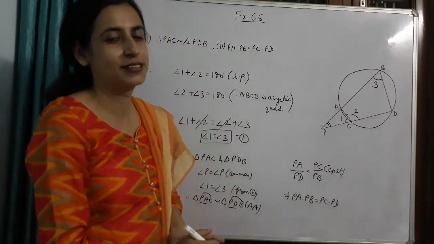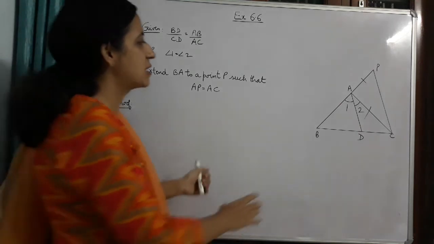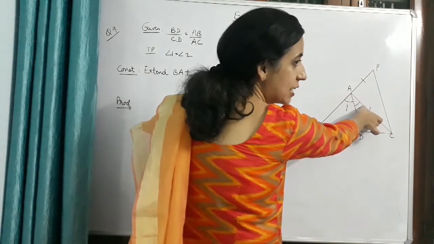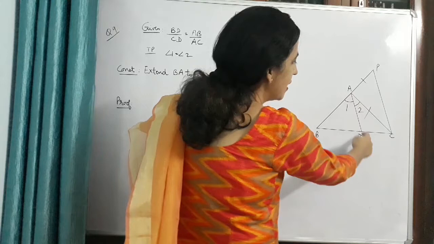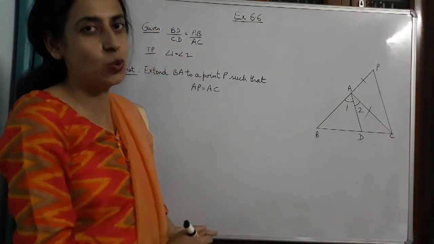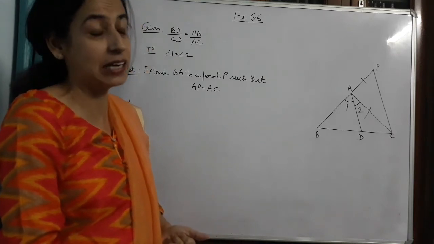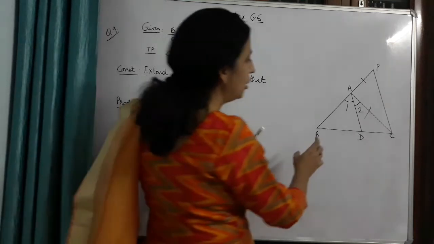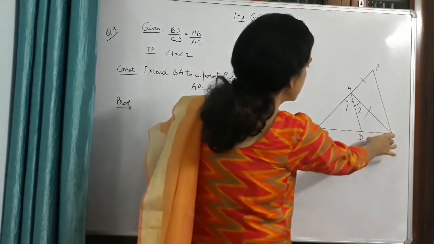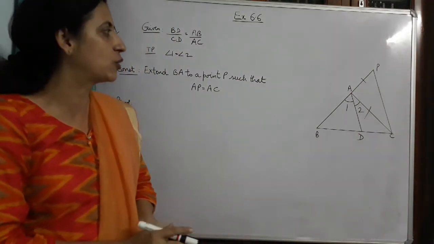In the next question, it is given to us that BD upon CD is equal to AB upon AC, and we have to prove that AD is the bisector of angle A. So we have to prove that angle 1 is equal to angle 2. This question is just the converse of the first question which we had done. In the first question it was given to us that AD is the bisector, and we had to prove that BD by CD is equal to AB by AC. So this is just the converse of that question.